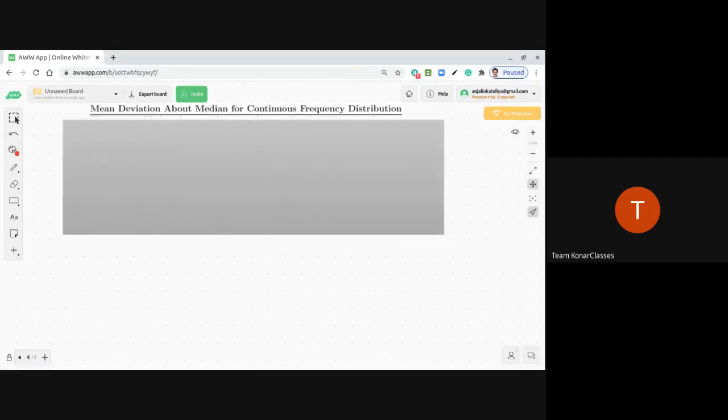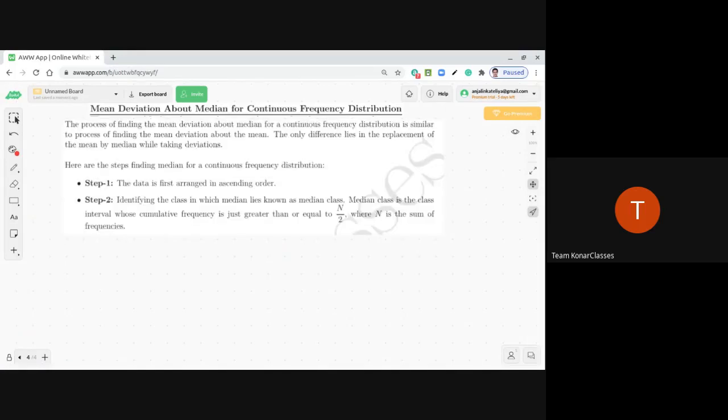So step one, dear students, is that the data is first arranged in ascending order. Then step two is identifying the class in which the median lies, known as the median class. The median class is the class interval whose cumulative frequency is just greater than or equal to n by 2, where n is the sum of the frequencies. I hope you got it, dear students.